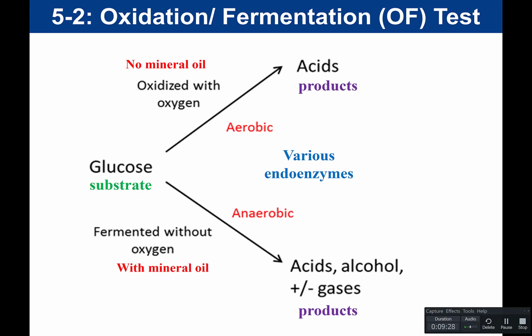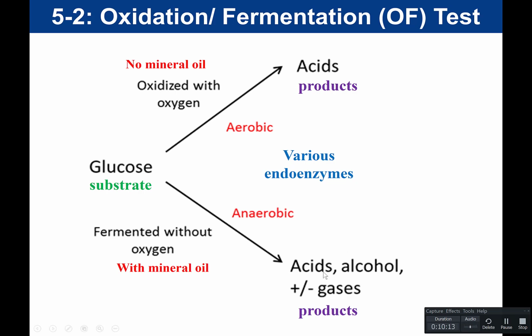Now, in terms of our products, when bacteria use glucose aerobically, they will produce a variety of acids. So pyruvic acid, and we'll look at a lot of other acids that get produced during the citric acid cycle, which is also known as the Krebs cycle. Lots of acids can get produced during aerobic respiration. In the case of anaerobic or fermentation, fermentation will produce acids, alcohol, and plus or minus gases. So some bacteria will produce carbon dioxide gas, others will not.